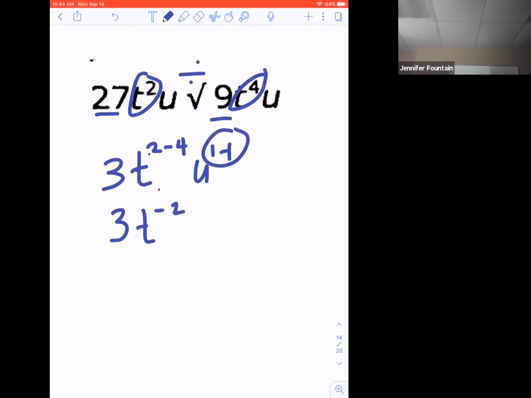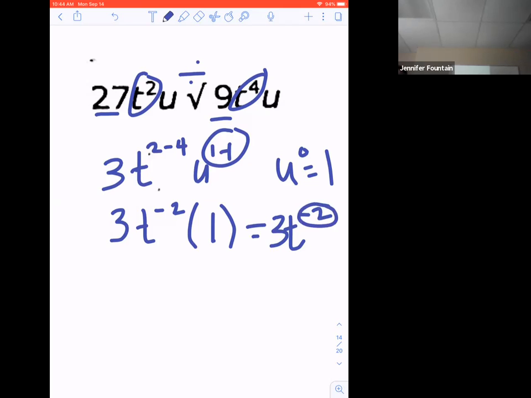If I have 1 minus 1, what does that equal? 0. So u to the 0 power equals what? 1. So if I were to multiply 3t to the negative 2nd by 1, I still end up with 3t to the negative 2nd power. Now, remember we talked about negative exponents? That negative exponent is with t. So basically, this is 3 times 1 over t to the 2nd power if I made that negative exponent positive. Because remember, to make a negative exponent positive, I have to take the reciprocal.